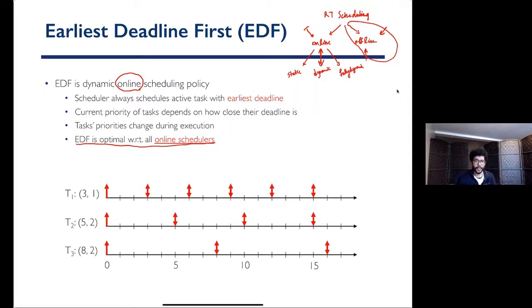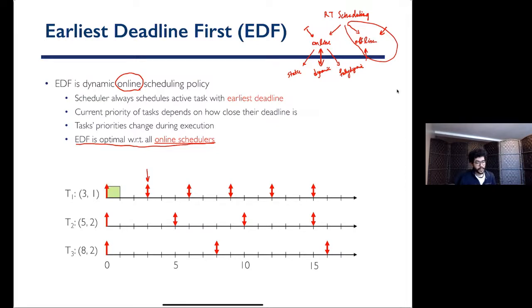This is the same example that RM failed. So the same 3 tasks with periods 3, 5, and 8. Now we're assuming that everybody is going to get 1 task at the beginning. Let's run this. At time 0, I have 3 jobs in my system, 1 job from each one of the tasks. Which job has the earlier deadline? Well, the earliest deadline I have is job 1 of task 1, so I'm going to run that one.